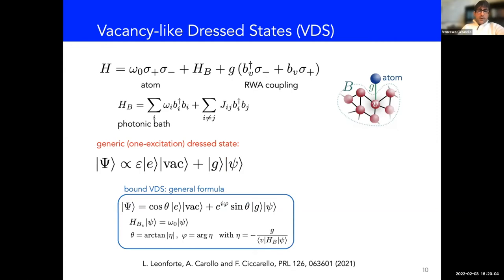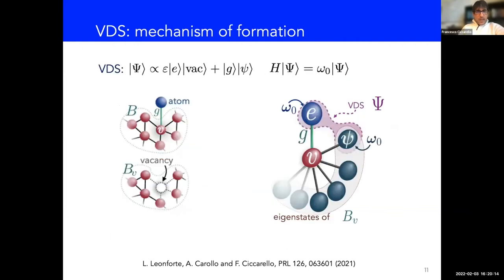And you can also work out general formulas for this state in terms of the parameters of the bare photonic bath. And you can wonder now, when do these states occur? What are the criteria that have to be matched in order for these states to occur?